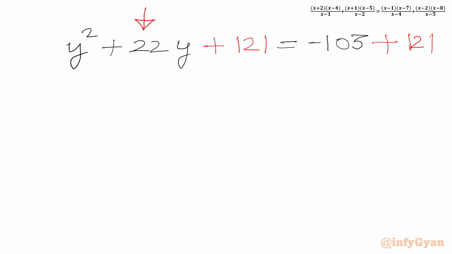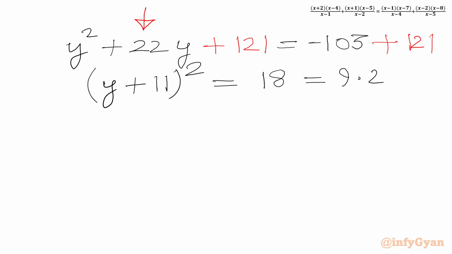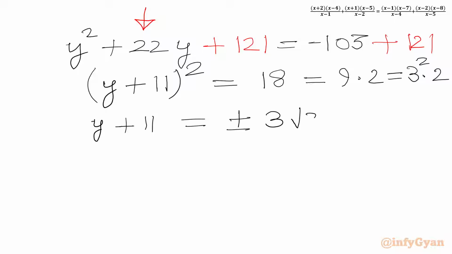We will get on the LHS one perfect square, (y plus 11) square. And in the RHS, 121 minus 103, 18, which we can write as 9 times 2, which will be equal to 3 square times 2. Now we are going to take the square root on both sides. So y plus 11 would be equal to plus minus 3 square root 2. Now we have to subtract 11 from both the sides. Y will be equal to minus 11 plus minus 3 square root 2.